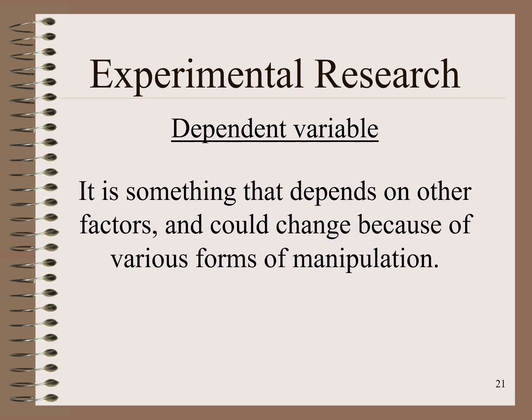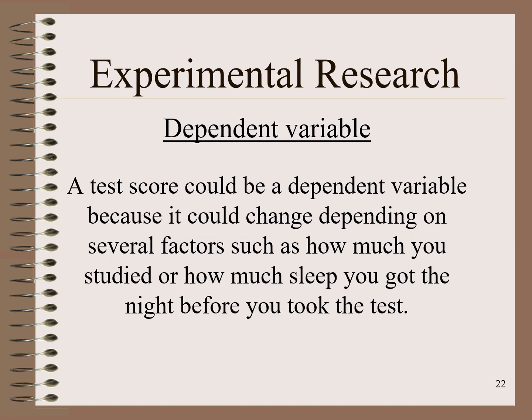Another form of variable is the dependent variable. It is something that depends on other factors and could change because of various forms of manipulation. A good example of a dependent variable is test scores. A test score could be a dependent variable because it could change depending on several factors such as how much you studied or how much sleep you got the night before you took the test.